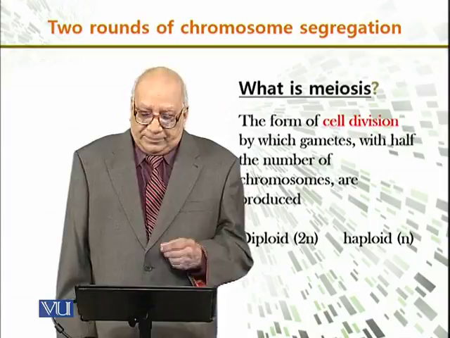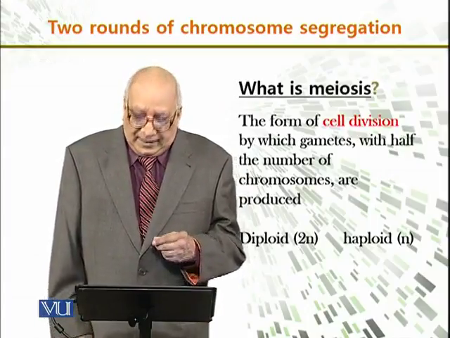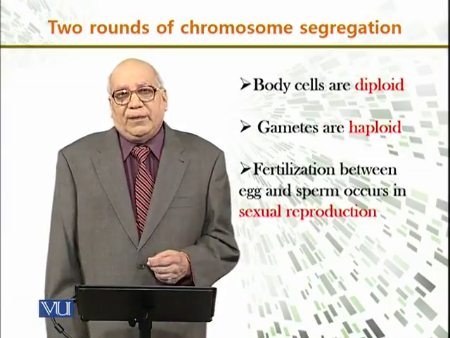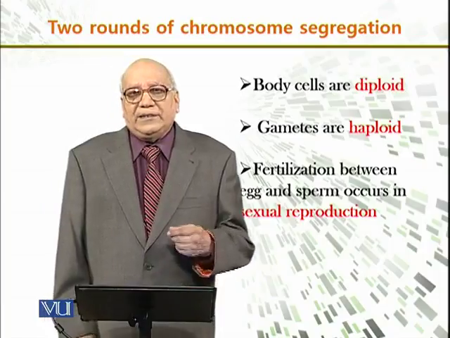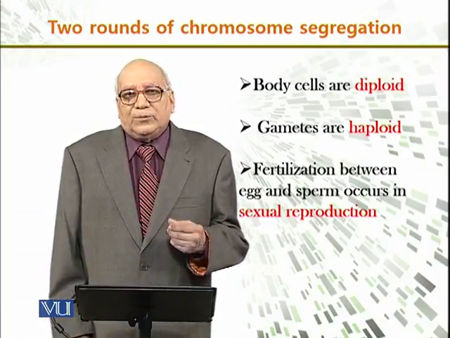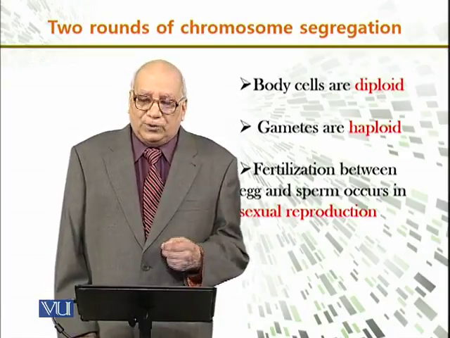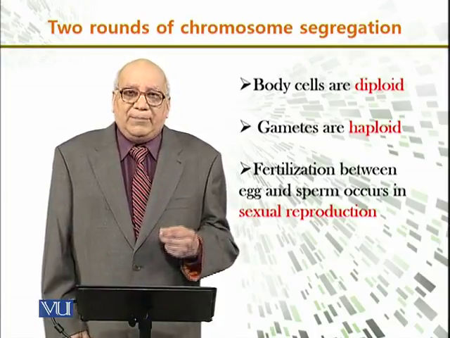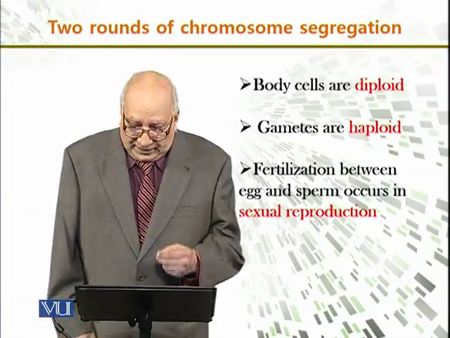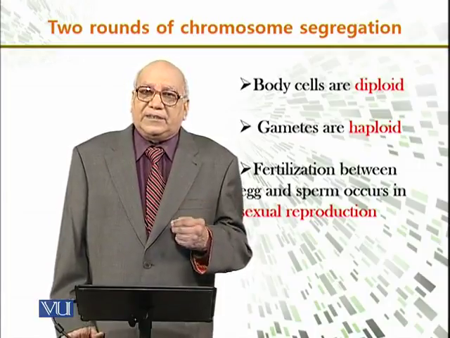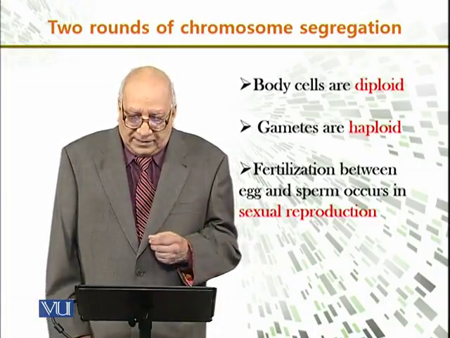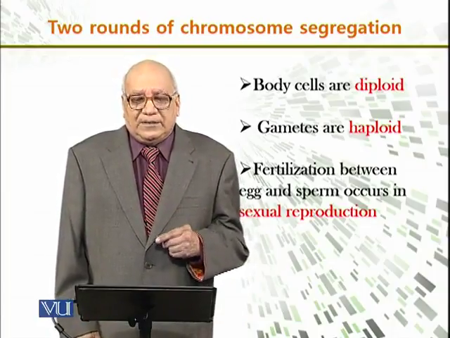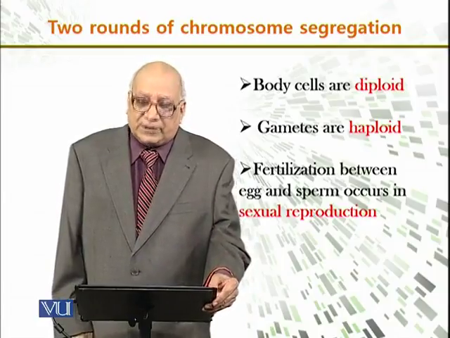As you will see in this slide, diploid is 2n and haploid is 1n. Now body cells, remember, are diploid. The cells in our body are diploid, with a double number of chromosomes, whereas the gametes are called haploid. Gametes are the sexual cells, and when fertilization occurs between two gametes, again the cell which originates has the double number of chromosomes.